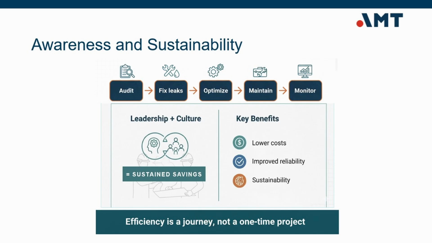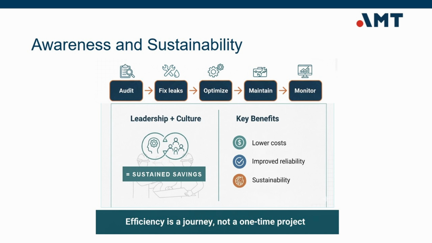However, none of these steps last without leadership and culture. Operators and maintenance staff are on the front line. They are the ones who hear air leaks, notice unstable pressure, see drains failing, or recognize when set points are creeping upward. If unnecessary pressure increases become normal, energy waste becomes invisible. If small leaks are ignored, they multiply. That's why awareness is critical. When teams understand that compressed air is one of the most expensive utilities in the facility, behavior changes.